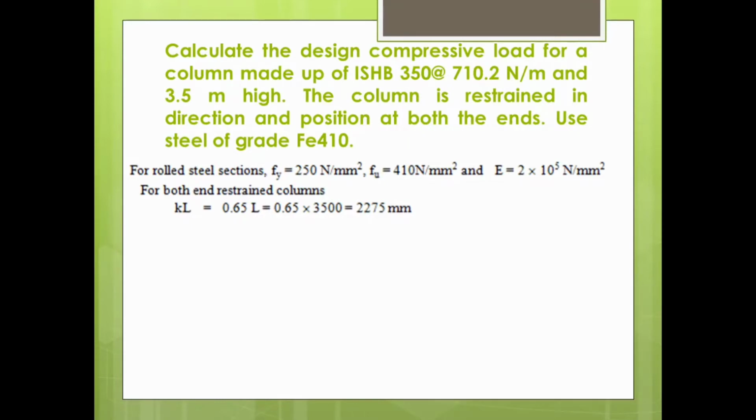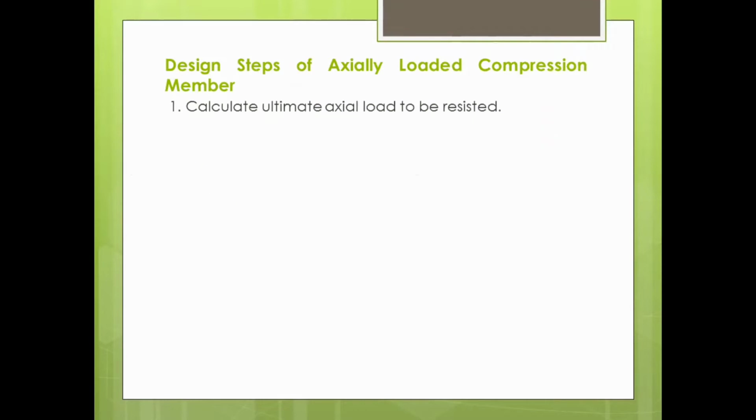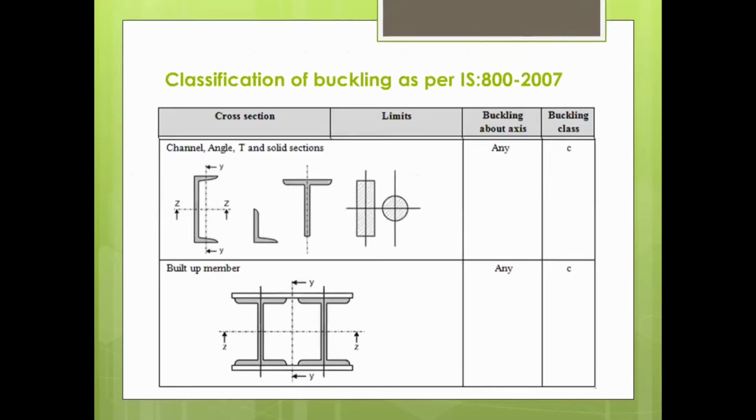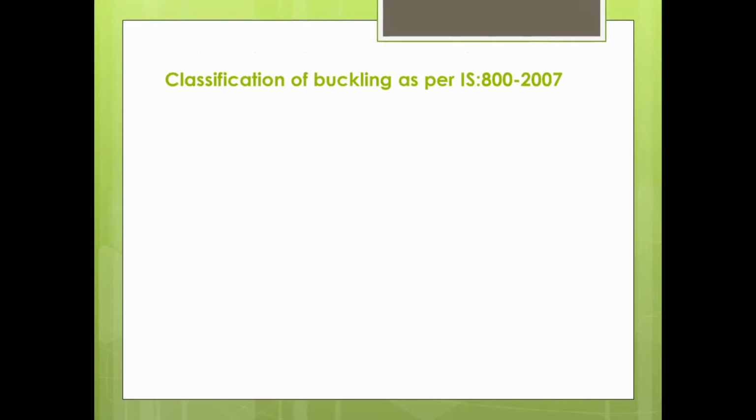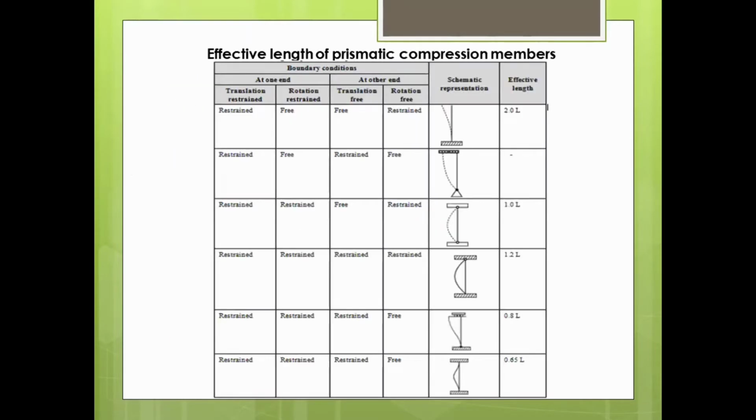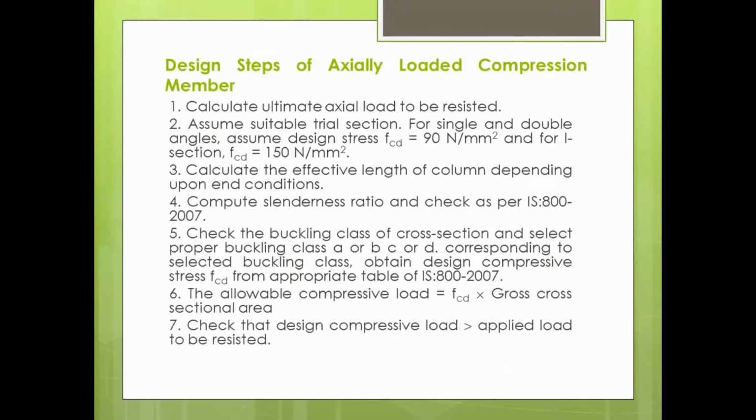So you need to refer to the last category of table 11. Let us go to that particular table. Here, if you see, both ends are restrained. When both ends are restrained, then your effective length should be 0.65 times L. So this value will be the effective length. Let us take this effective length for calculating slenderness ratio.